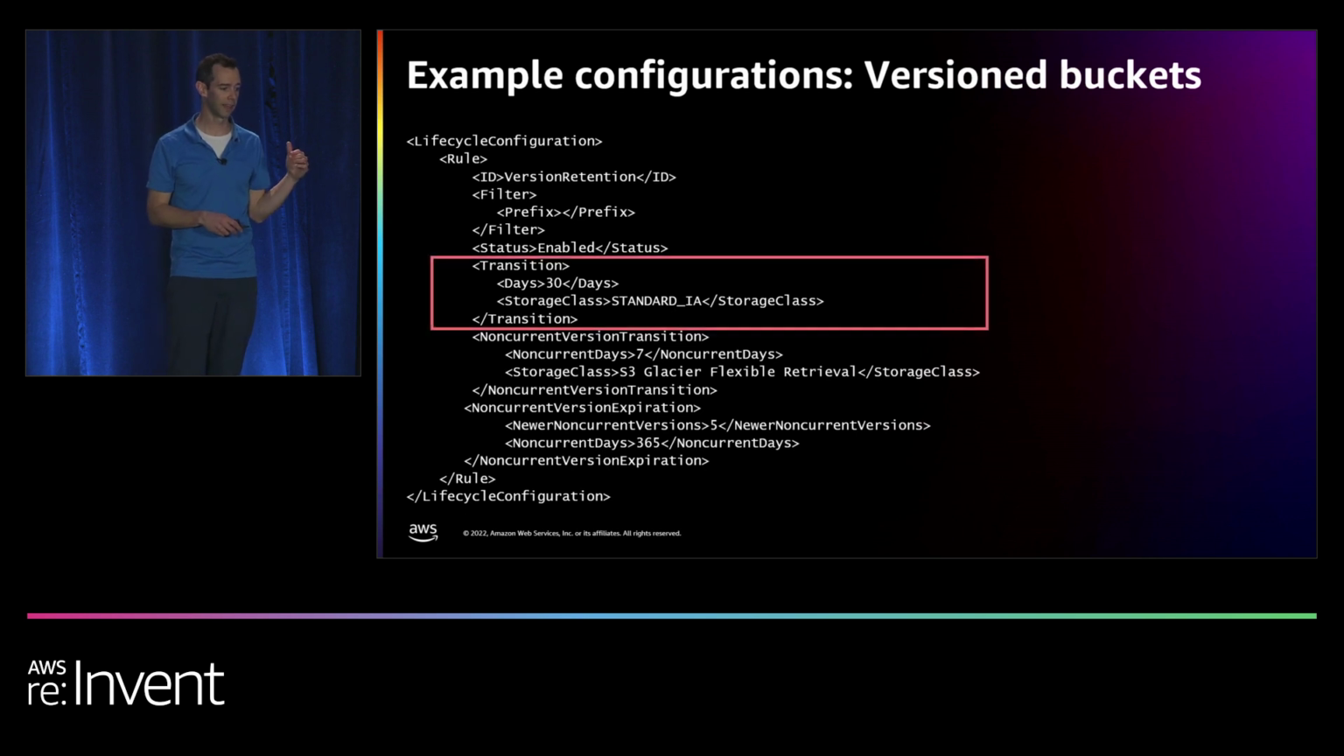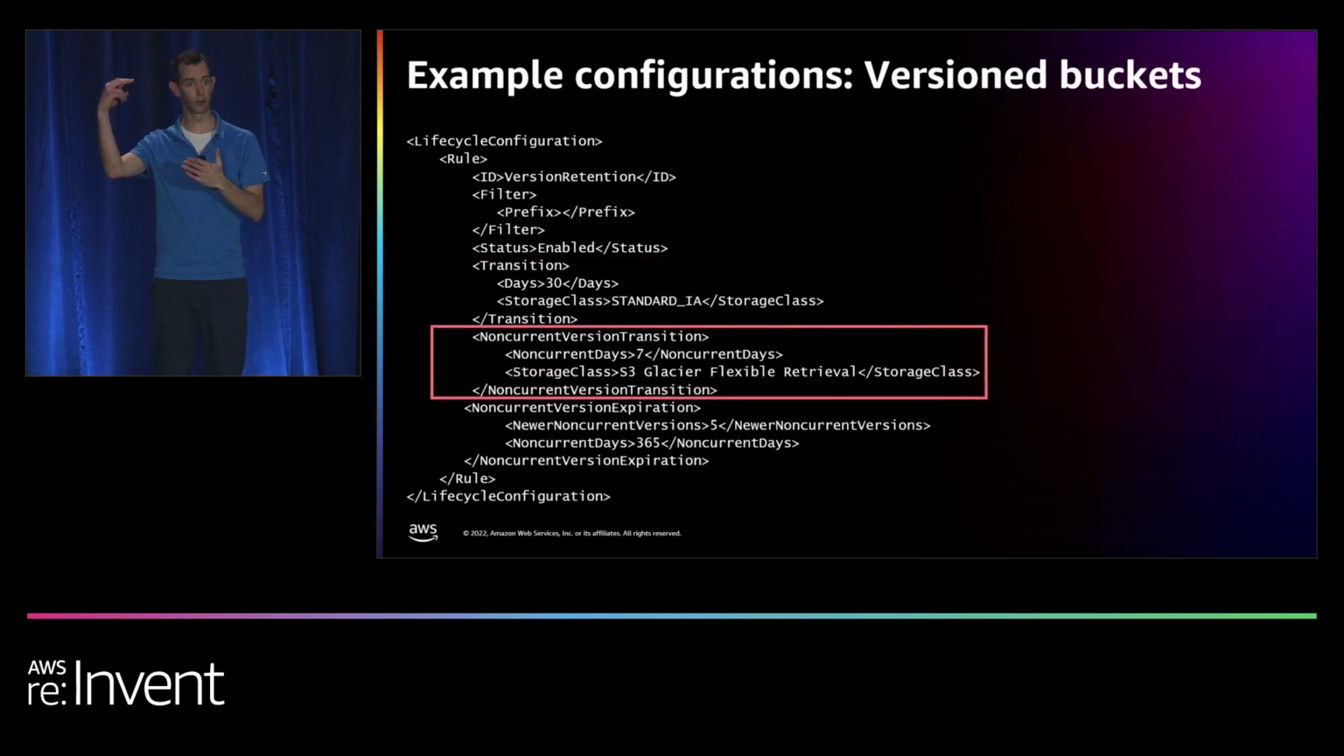On the version bucket side, we're looking at our transition policy. So transition, and this is our current versions because it's right here at the top. Transition after 30 days to standard infrequent access. Talked about, it's about 40% savings typically, about 1 cent per gig per month. Transition to standard infrequent access after 30 days, and that's if it stays a current version.